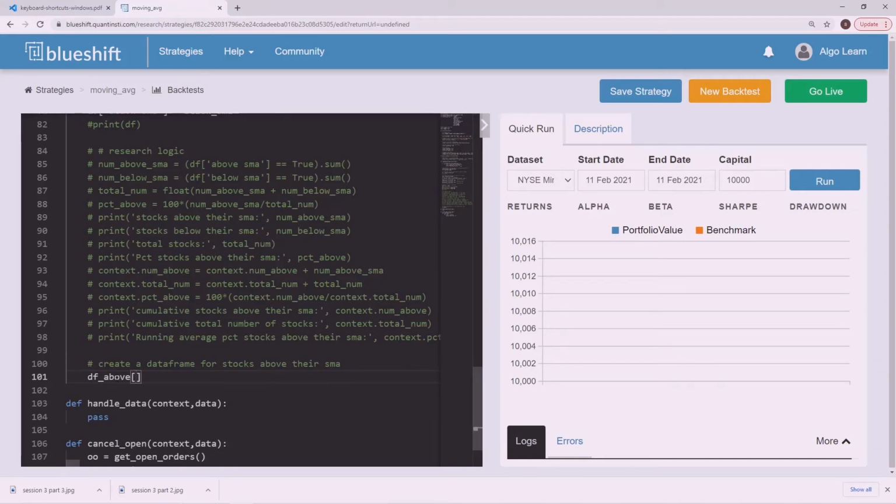Actually, I'm just going to call on the other data frame, specifically the column that is above SMA, and if that column shows true, we're going to take that stock and all of its corresponding data in its columns over to the data frame underscore above.